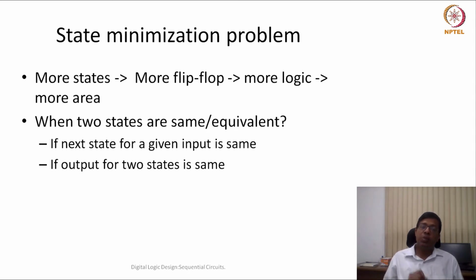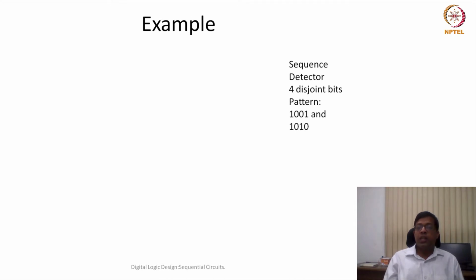Let's try to understand this statement with one of the examples we did yesterday. In our previous lecture we did a sequence detector which took 4 disjoint bits as the input, so groups of 4 which were non-overlapping, and the patterns we were detecting were 1001 and 1010. If the pattern is 1001 the output is 1, or if the pattern is 1010 the output is 1. Incidentally, the way we derived it was an optimal state machine, already reduced.